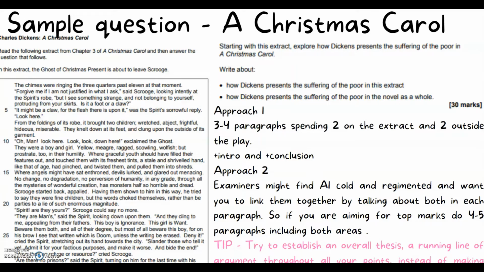If you want to get the top grades in English, however, I would suggest, because approach 1 can be cold and regimented, examiners want you to link both the extract and the novel in each paragraph. So I would suggest you should do 4 to 5 paragraphs of including both, plus introduction and conclusion. That's approach 2. And also another tip is to try and establish an overall thesis, which is a running line of argument throughout all your points. So have something that's running through your points. Don't just have 3 distinct points trying to answer the question.